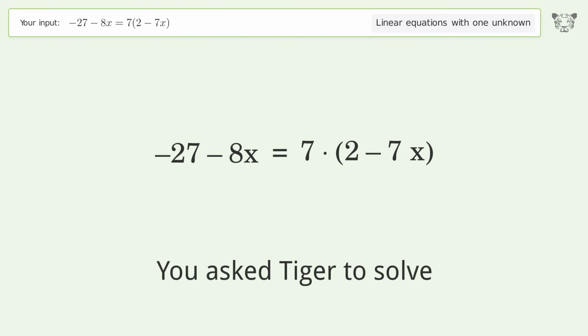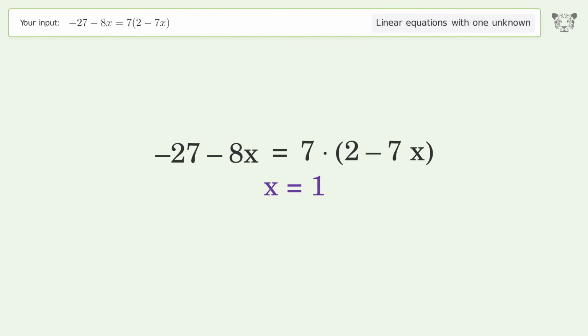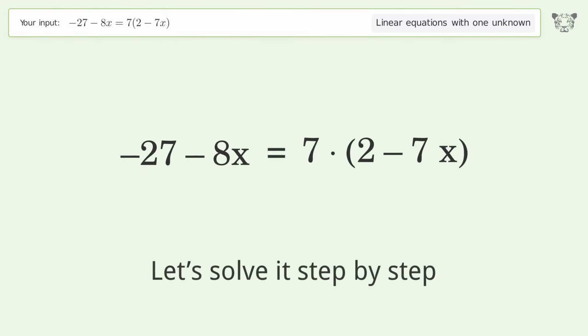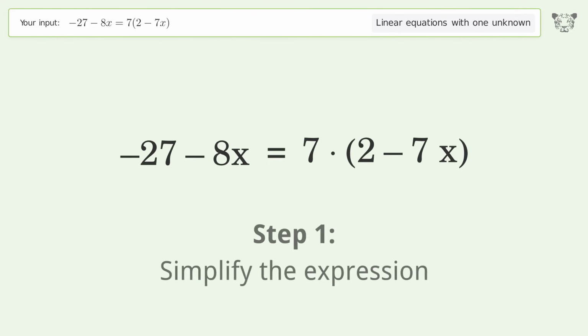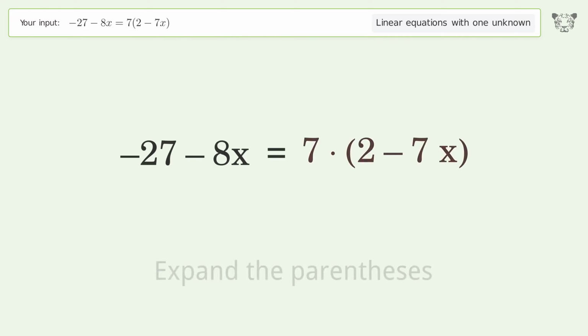You ask Tiger to solve this. This deals with linear equations with one unknown. The final result is x equals 1. Let's solve it step by step. Simplify the expression. Expand the parentheses.